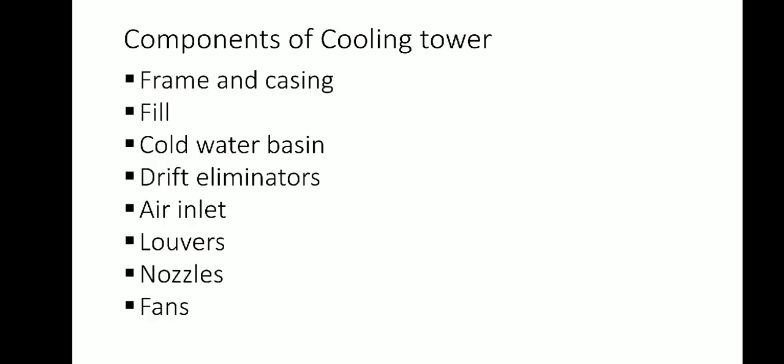Then the next topic is components of the cooling tower. The basic components of an evaporative tower are frame, casing, fill, cold water basin, drift eliminators, air inlets, louvers, nozzles and fans. First one is frame and casing. Most towers have structural frames that support the exterior enclosures, motors, fans and other components. With some smaller designs, such as some glass fiber units, the casing may essentially be the frame.